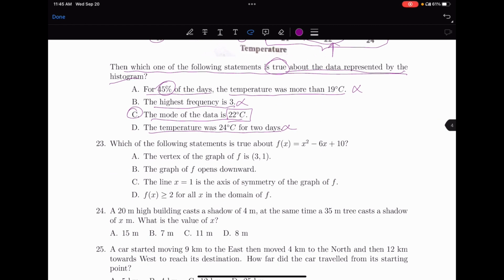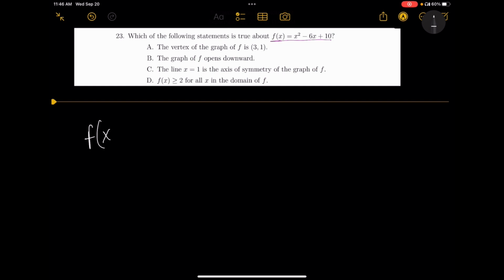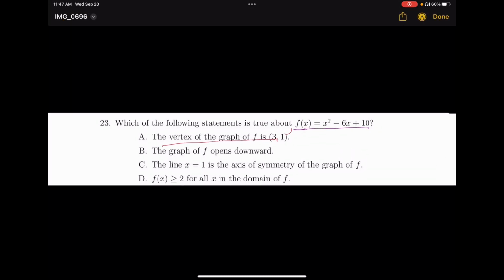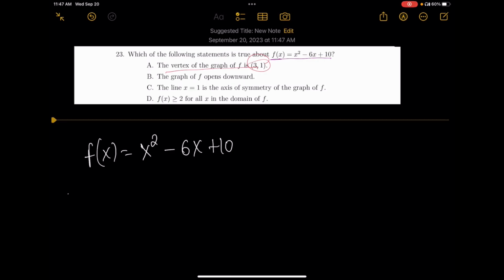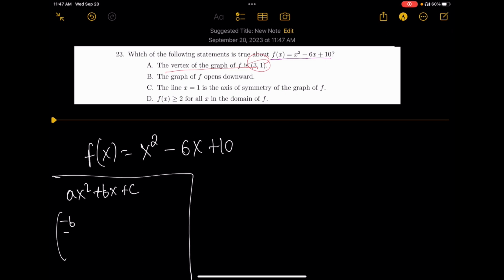Okay, question 23. Which of the following statements is true about this function f of x equals x squared minus 6x plus 10? The first statement says the vertex of the graph of f is (3, 1). Well, what is the vertex of this function? First, if we have a quadratic equation such as ax squared plus bx plus c, where will the vertex be? It is at negative b over 2a, and substituting it gives (4ac minus b squared) over 4a.